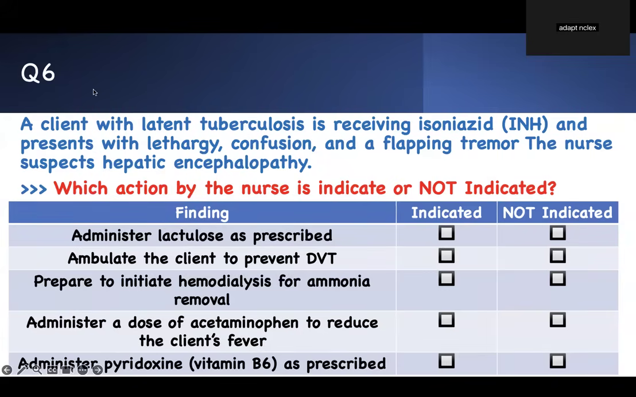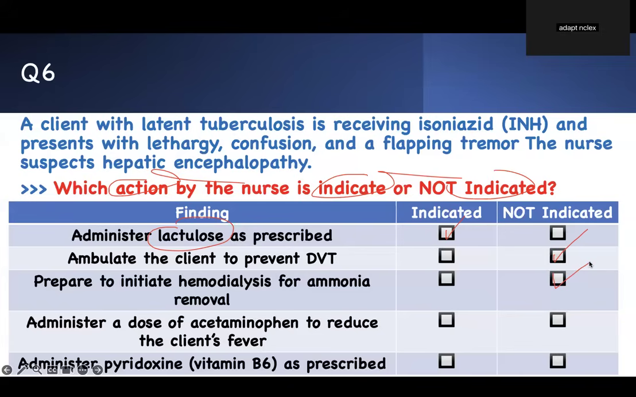How do you manage it? Which of the following actions is indicated or not indicated? That's all. What do you think? We got to give you lactulose to take care of your ammonium. This is indicated. Ambulate the client to prevent DVT. A confused, lethargic patient who has encephalopathy is not moving. Prepare to initiate hemodialysis for ammonium removal. We don't remove ammonium with dialysis. We remove ammonium by having bowel movement, and this is not indicated.